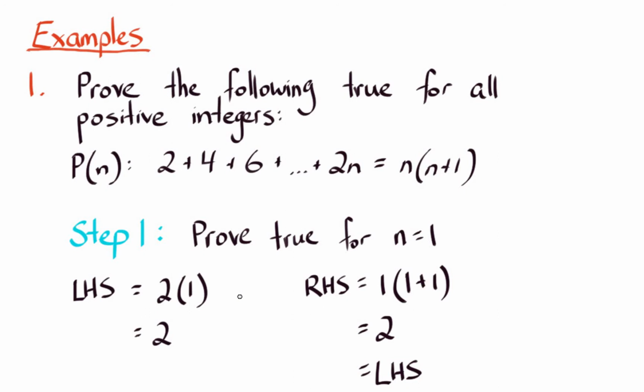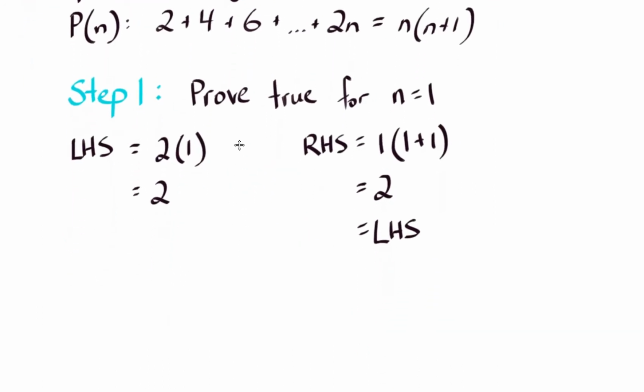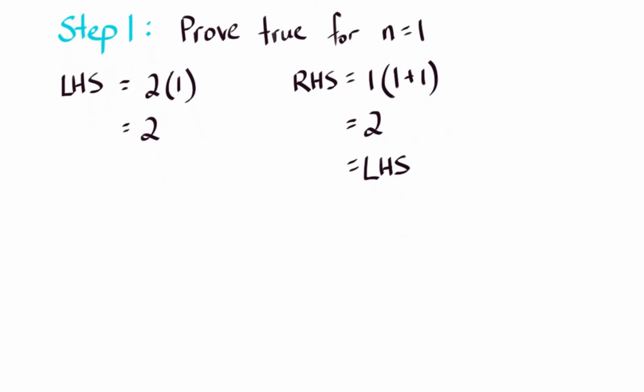So we would just provide a brief little statement for step 1, that therefore the proposition is true for n equals 1. So it's like our first domino has just been knocked over.